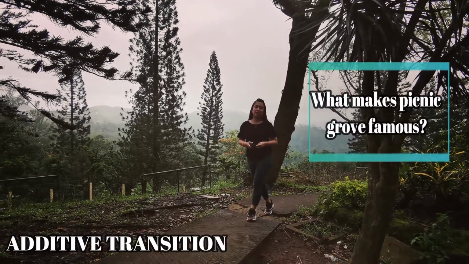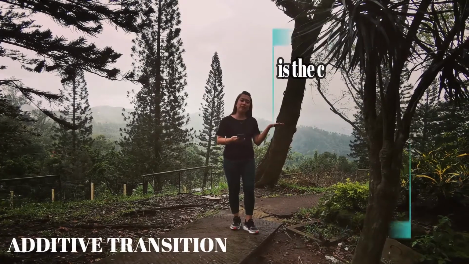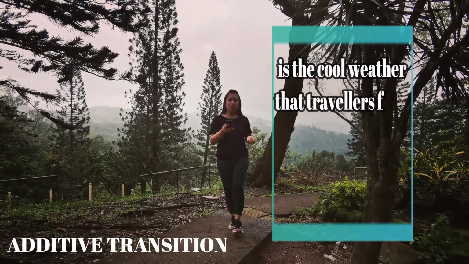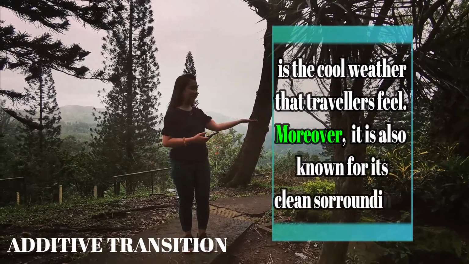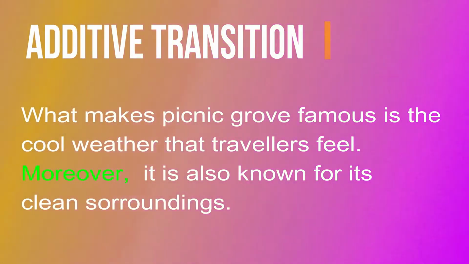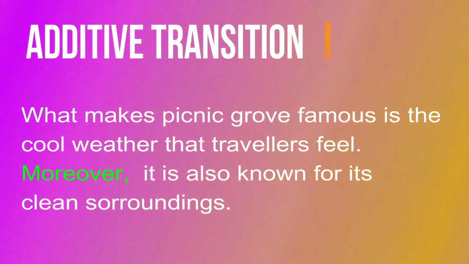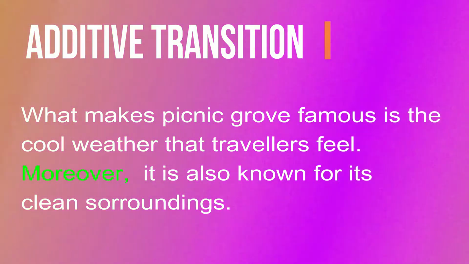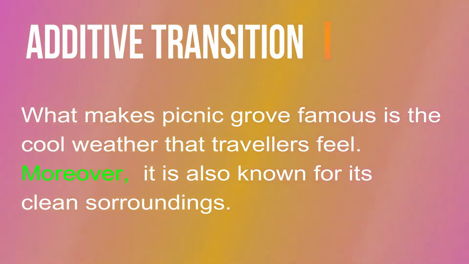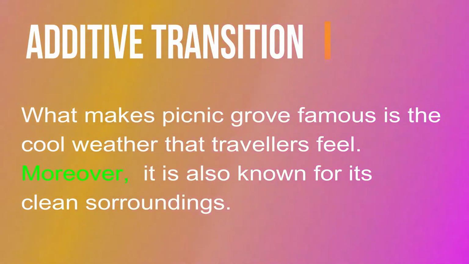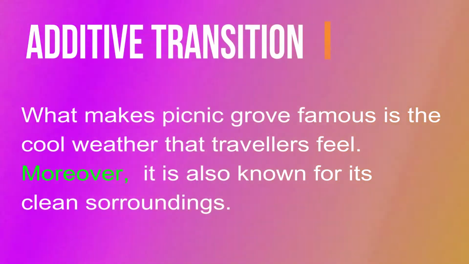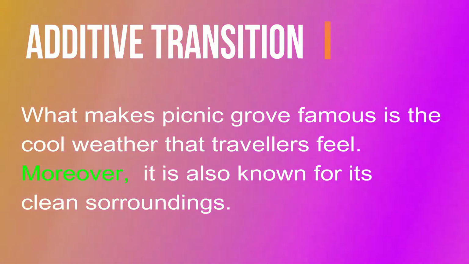What makes Picnic Grove famous is the cool weather that travelers feel. Moreover, it is also known for its clean surroundings. This sentence talks about the different characteristics we can find in Picnic Grove, which makes it famous to different travelers. And the additive transition moreover is used to connect the two details together. Those are the cool weather that travelers feel and the clean surroundings.